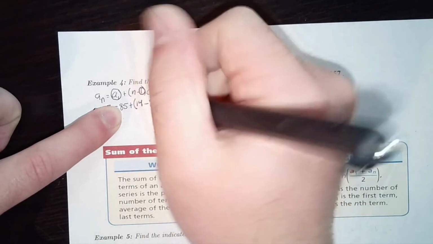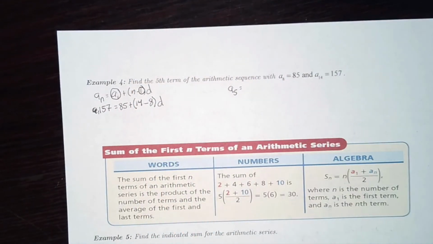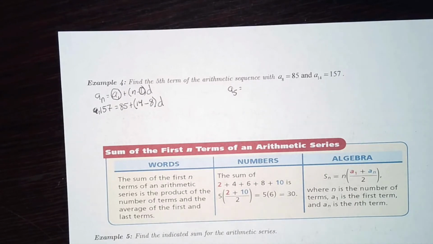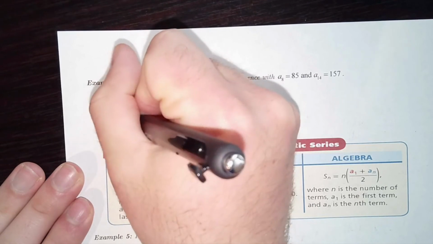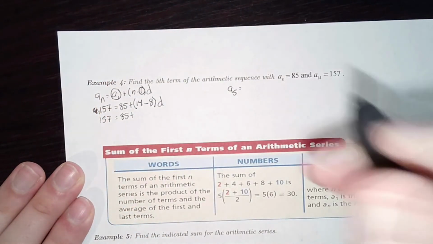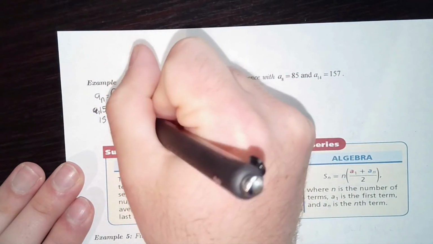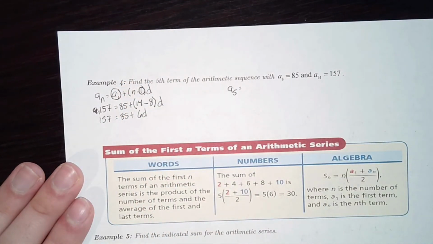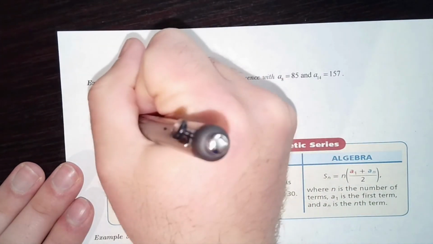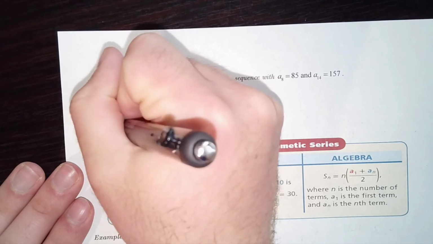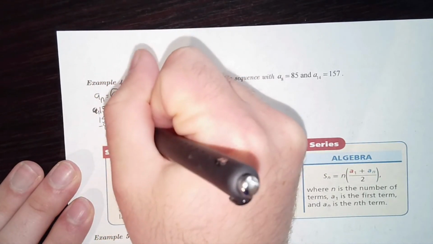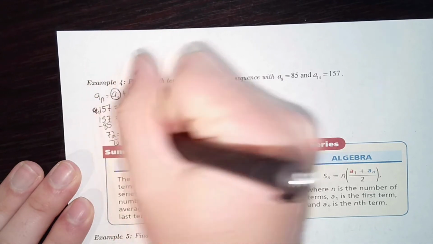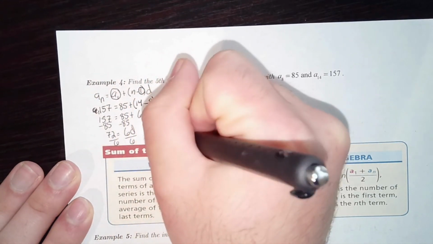Okay, by doing that, I can now find the difference because I have everything filled in but d. So now we're going to solve this the same way we did the last one. I'll do the subtraction on the inside of the parentheses first. 14 minus 8 is going to give me 6, so this is going to be 6d, plus the 85 is equal to 157. We'll subtract the 85 on both sides, which gives you 72 is equal to 6d. I can divide by 6 on both sides, and I get that d is equal to 12.